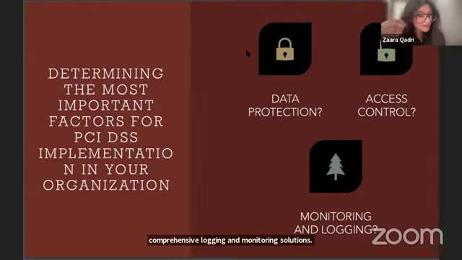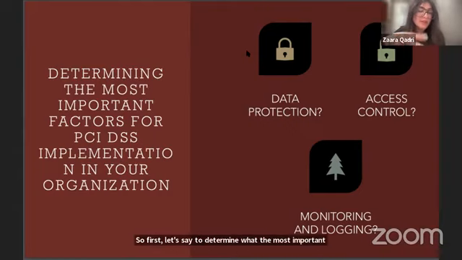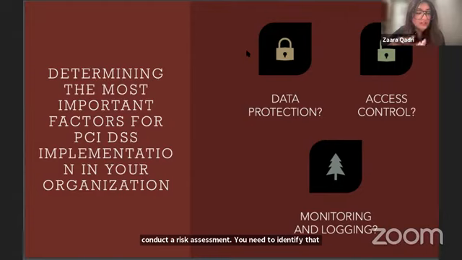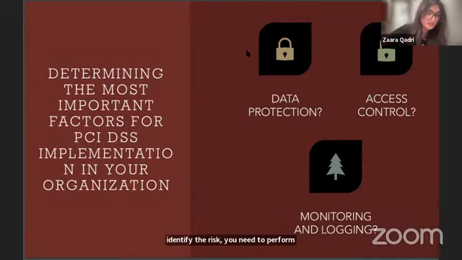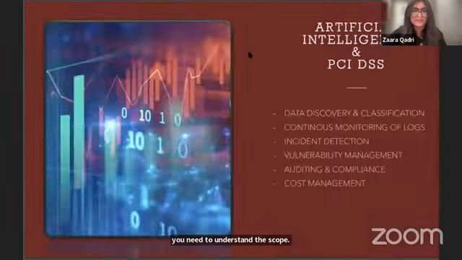So first, to determine what the most important factor is for PCI DSS compliance implementation in your organization, you will have to conduct a risk assessment. You need to identify what risks the cardholder data has in your infrastructure, and then after you identify the risk, you need to perform the assessments to see where the vulnerabilities specifically lie. Next, you need to understand the scope of the PCI DSS compliance.